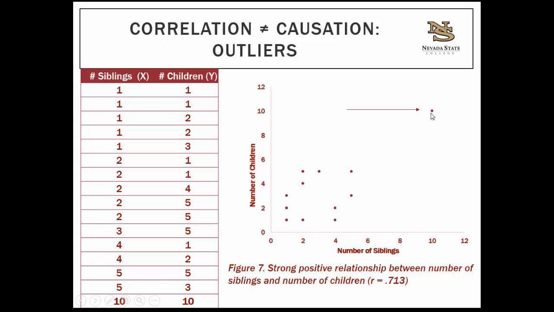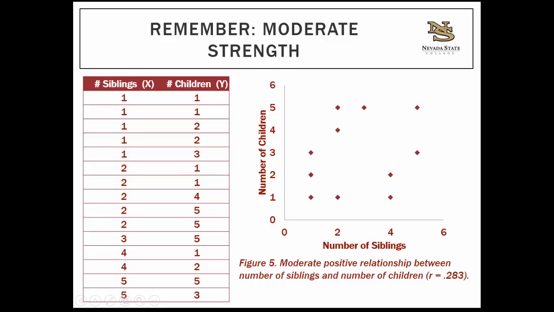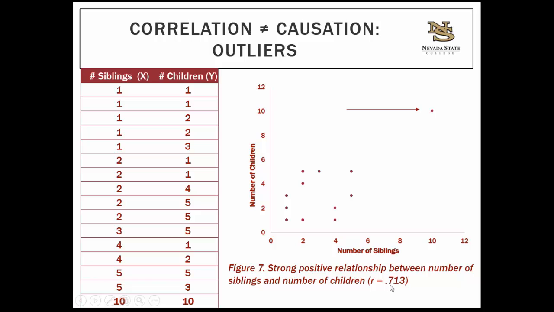So this one person added to our data set made our correlation coefficient go from moderate, 0.283, to strong, 0.713, very strong, just by adding that one person. That is drastic and kind of scary, because think about it.